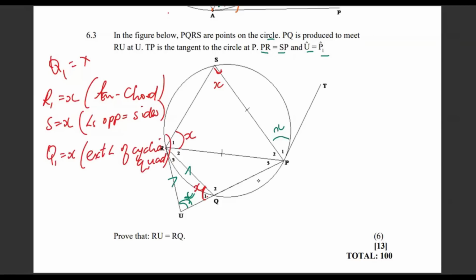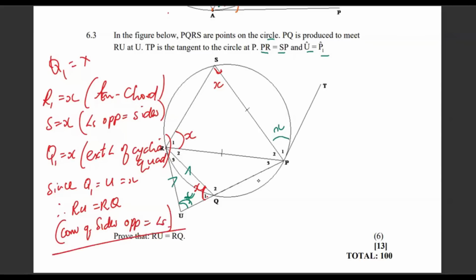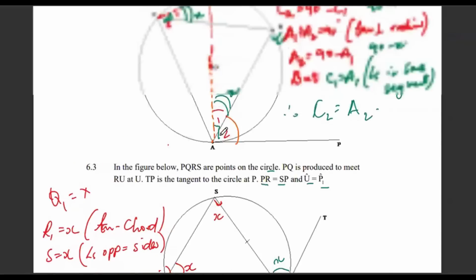Then tell us that since Q1 is the same as U, which is X, therefore RU is the same as RQ. The reason is going to be the converse of sides opposite equal angles. Okay, so that is how we would have gone about this paper.